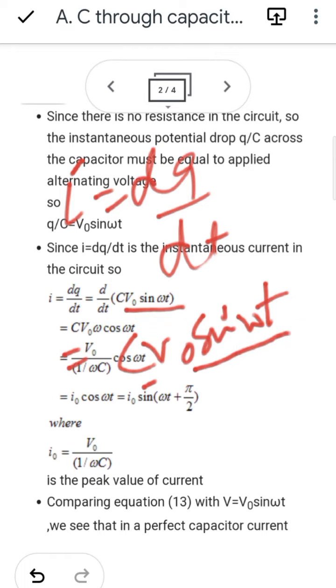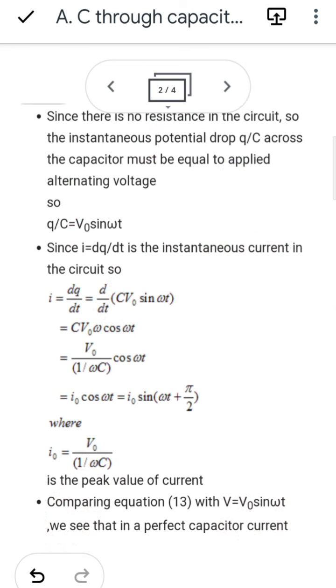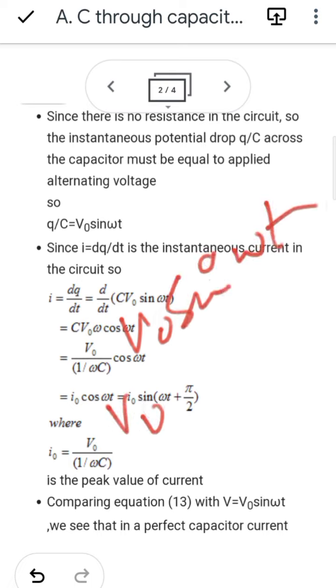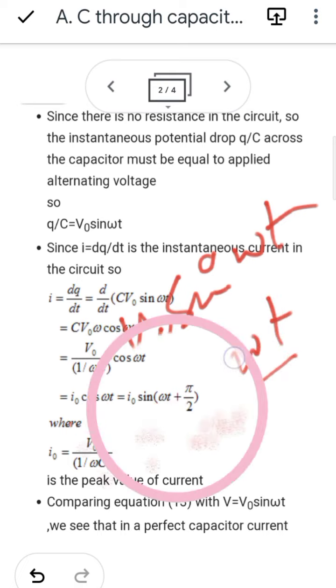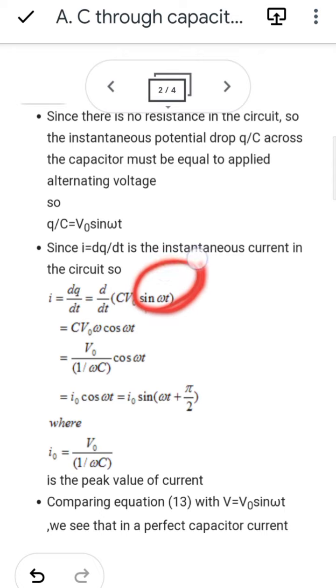Now we will do the differentiation of this. The differentiation of V0 sine omega t is V0, the differentiation of sine is cos omega t, and with the omega, this is omega V0 cos omega t. So the formula we get is C V0 sine omega t, and its differentiation is omega with cos omega t.